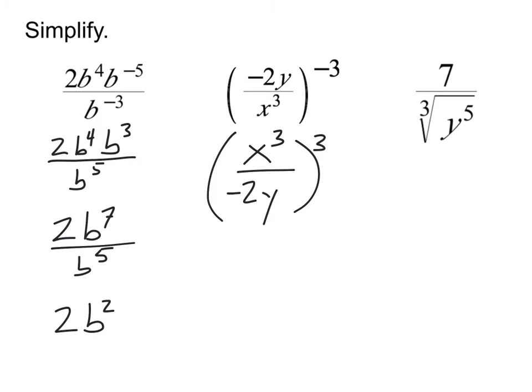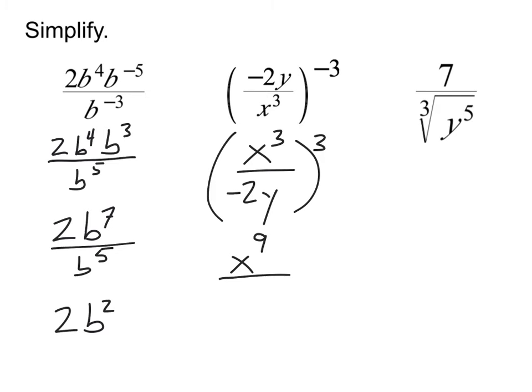Now, there's nothing else inside that I can simplify first. Sometimes there is, in which case you have a choice of doing that first. But now we're going to cube. Power to a power means multiply. So on the top, that's going to become x to the 9th. It's just a negative value.